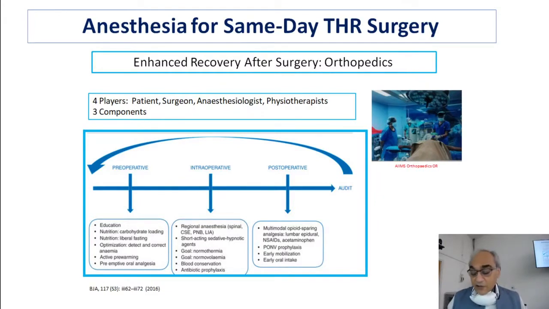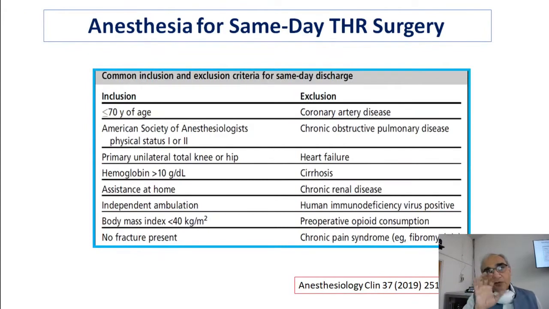So once we take care of this, then we can really go ahead and think of discharging these patients. There are big inclusion and exclusion criteria, which are in front of you, especially for arthroplasty. Abroad, the age limit is 70 years. I'm sure in India, it will be much less, maybe 60 years.